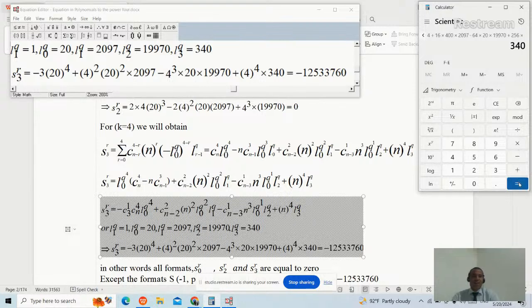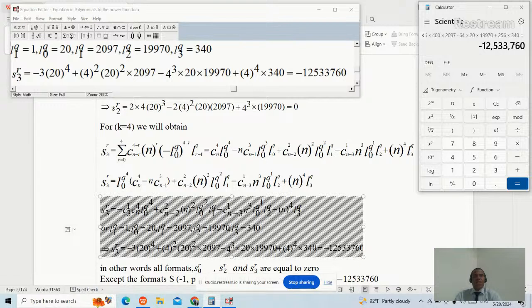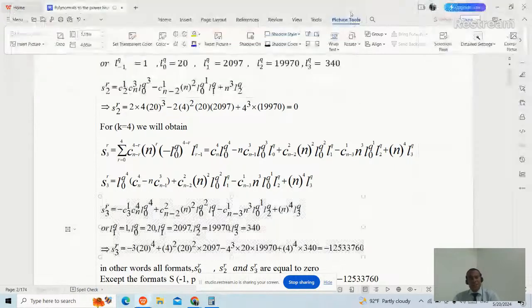So just now equal sign. It will be negative 12,533,760. And this one will be negative 12 million 533,760. So why exactly did we obtain the previous calculation? We forgot to multiply this by 20. So now the correct answer is this one. So this is as 3. I will now close this one and continue solving.